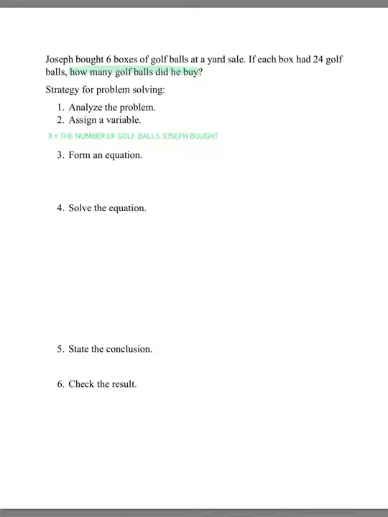Now let's see what other information we can extract. So Joseph, we know he bought 6 boxes of golf balls. Also, we know each box had 24 golf balls. So we actually have all the information that we need to form an equation. Now our equation is going to have the following structure. The total number of golf balls is going to be equal to the number of boxes of golf balls multiplied by the number of golf balls per box.